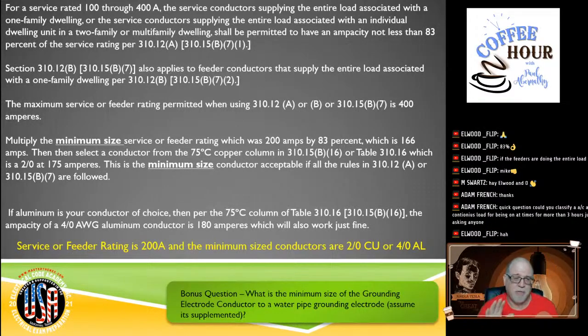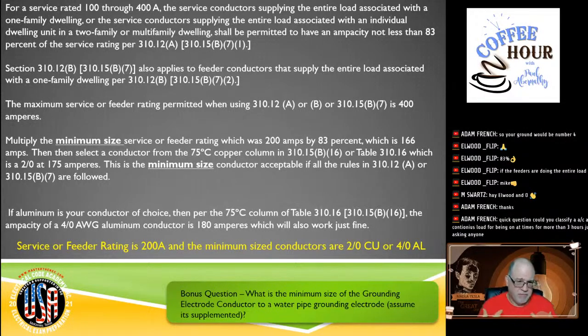Okay? One thing to remember about this table, let me give you some tips. You cannot use this table if there's an adjustment and correction involved. You've got to do the math like we just did. Still can't be less than 83%, but you can do an adjustment and correction just like you would normally, as long as the end value is not less than 83% of the service rating. If there is no adjustment, if there is no correction, then I can pull straight from this table, right? And do the applications, okay? That is the way to do it.